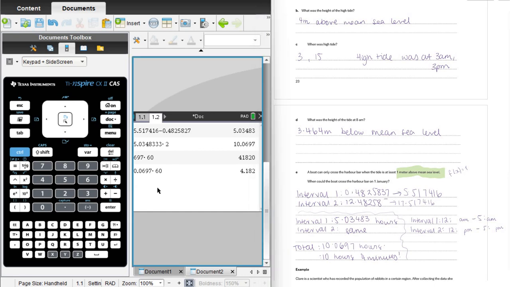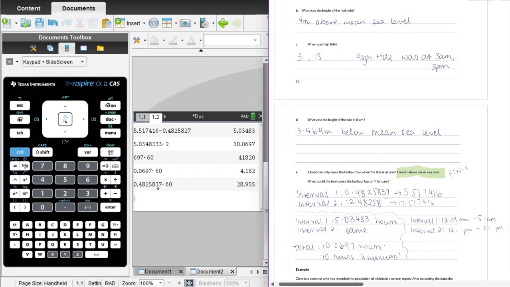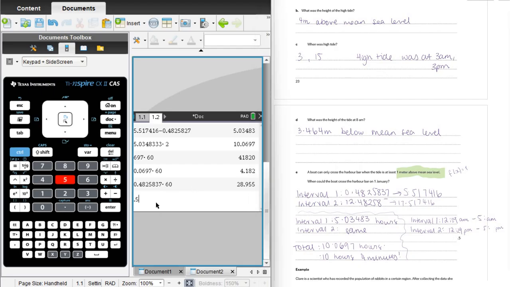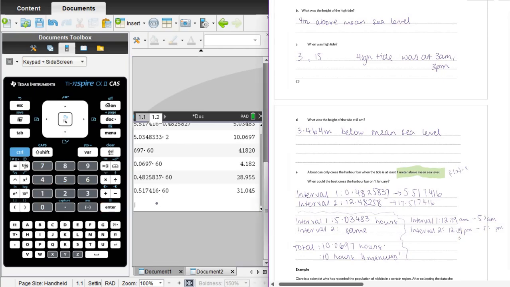So to do that, I'm going to write out the decimal places and then times that by 60, because currently that decimal place is in hours. So that becomes 28.95, which is 29. So from 12:29 a.m., which means we'd have 12:29 p.m., through to, and if I type this in, 0.517416, if I times that by 60, I get 31. So that'd be 5:31 a.m. and 5:31 p.m. So this here, if I had read the question properly, you would see is the actual answer to the question because it asks when the boat could cross.